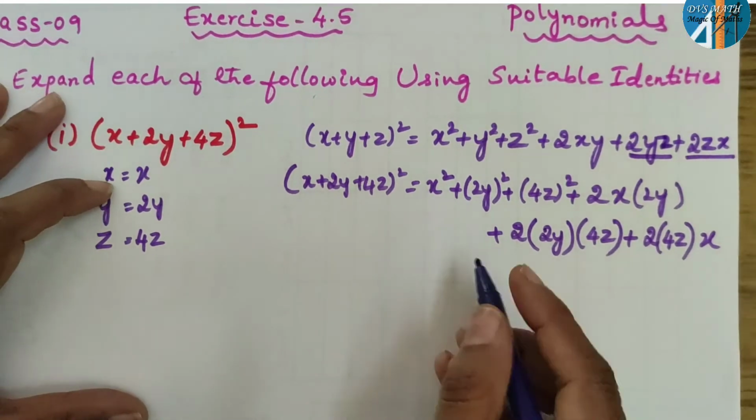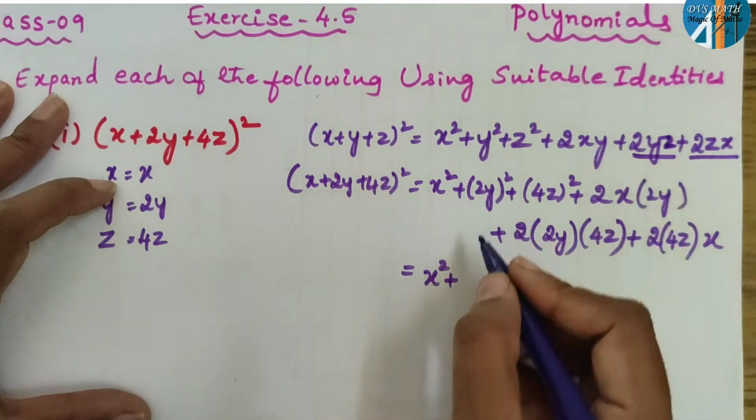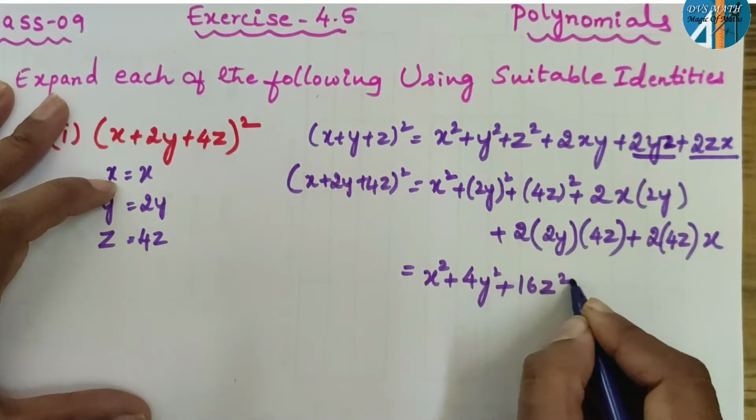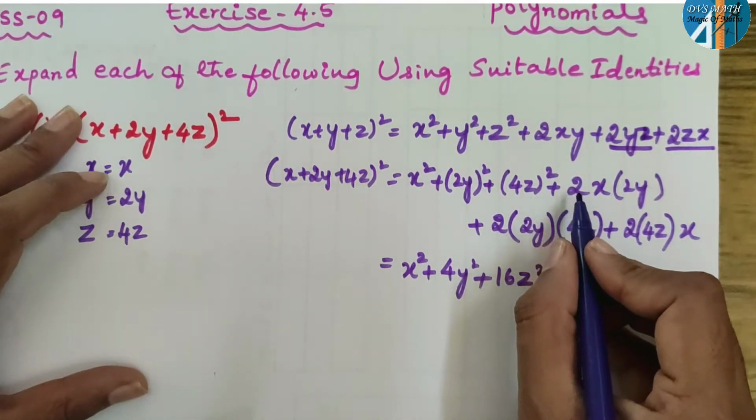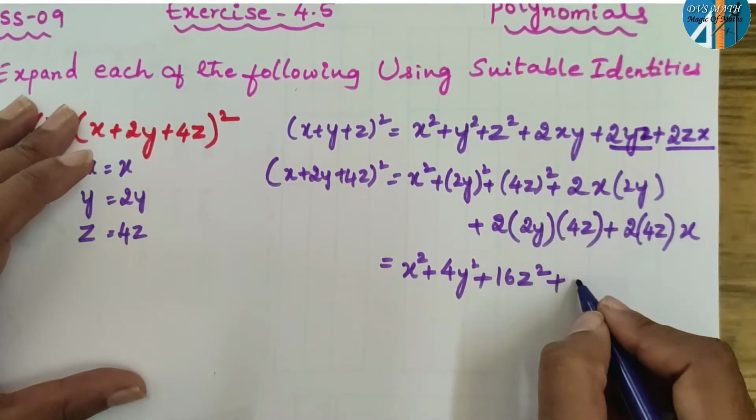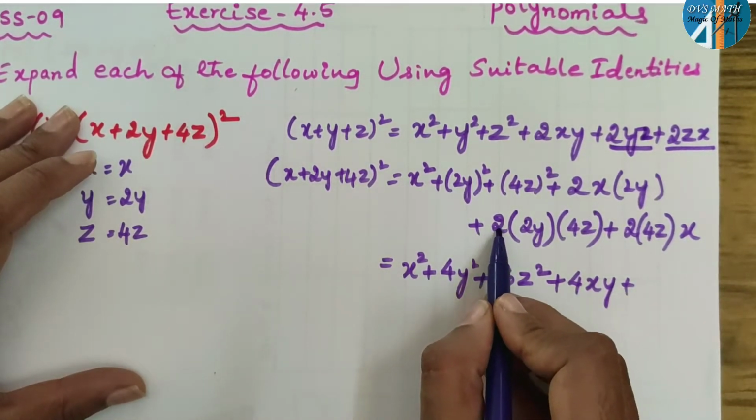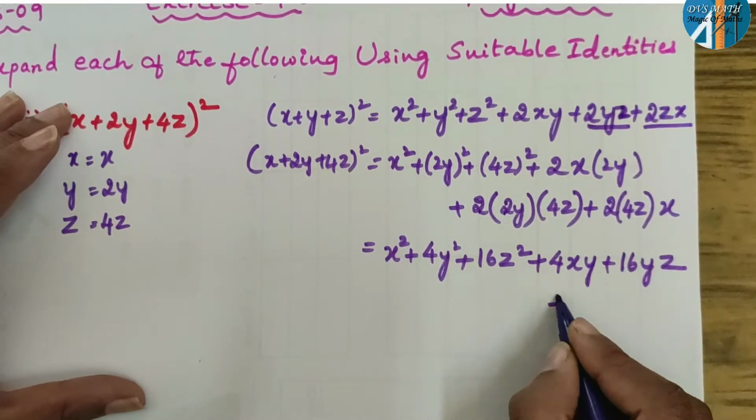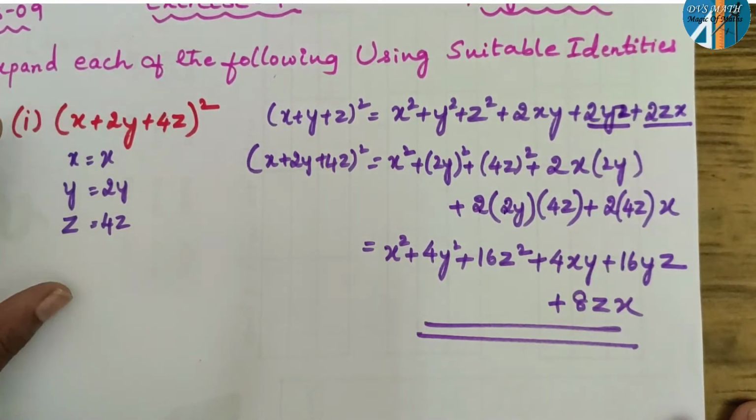Now let us simplify this. x square is x square. 2y square, 2 square is 4, so 4y square. 4 square is 16z square. When you are squaring, be careful. Now here you have to multiply along with the sign. All are plus here, so plus as it is. Multiply the numbers: 2 twos are 4xy. Plus, multiply the numbers: 2 twos are 4, 4 fours are 16, so 16yz. Finally, 2 fours are 8, so 8zx. So this is the expansion form of the given question.